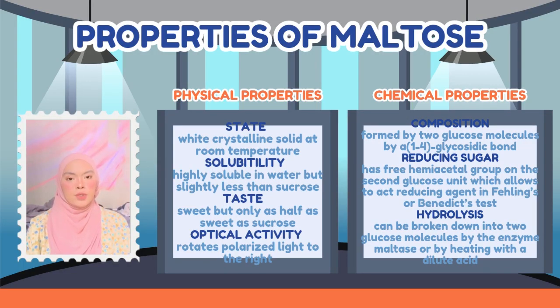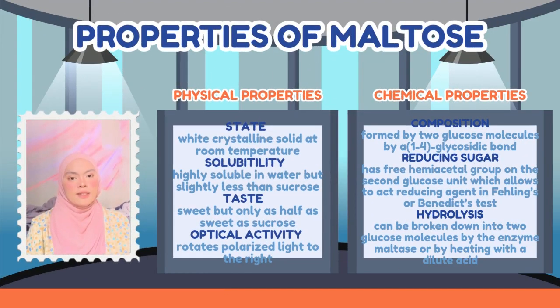Now, let's talk about the properties of maltose. If you've ever chewed on a piece of bread for a long time and then noticed that the taste is getting sweeter, that's when you make maltose. Physically, maltose is a white crystalline solid. It is soluble in water and has a pleasant sweetness. But its sweetness is just about half as sweet as the sugar that you put in your coffee in the morning.